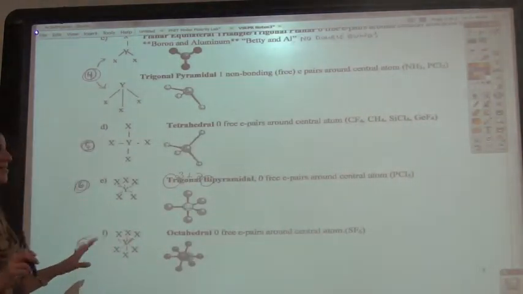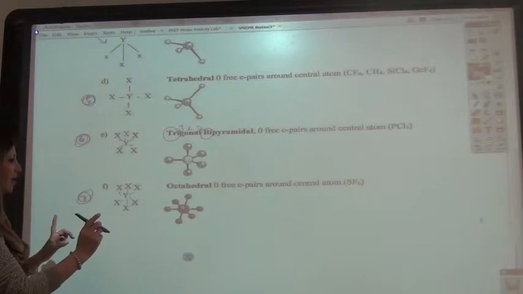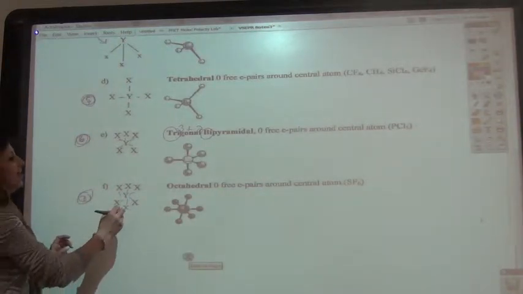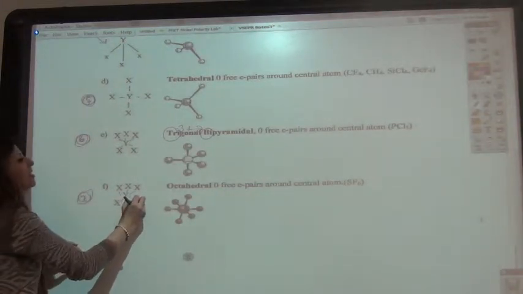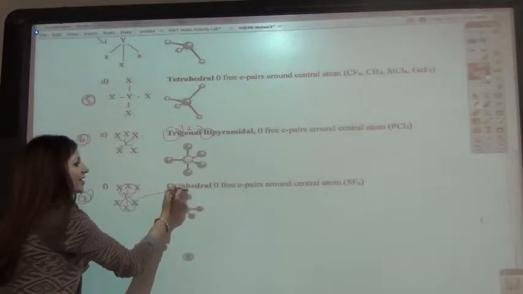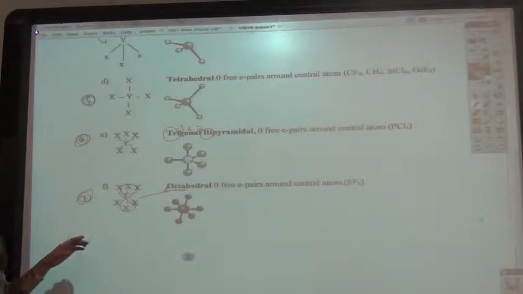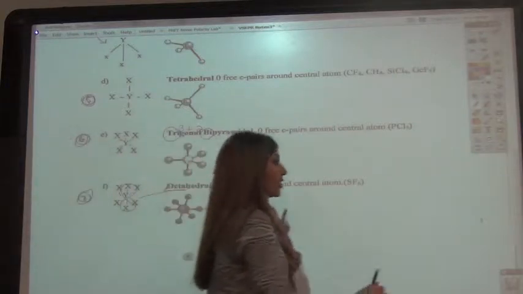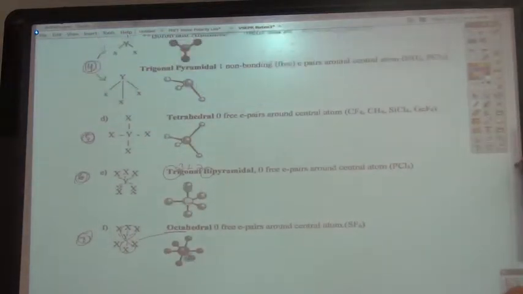But it's still not too bad to remember, because some student years ago said, Ms. Ismail, it's okay because if you connect this and make a figure 8, then you'll remember that it's octahedral. So just as a way to remember it, okay? But it really does have 6 going around the central atom.